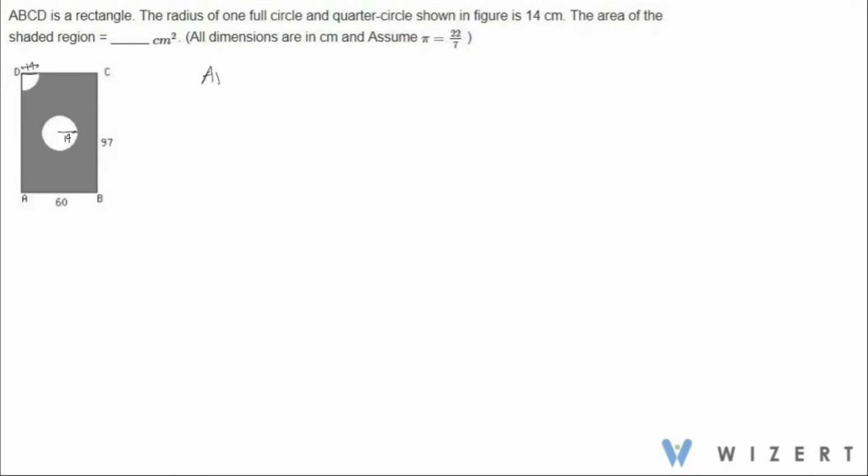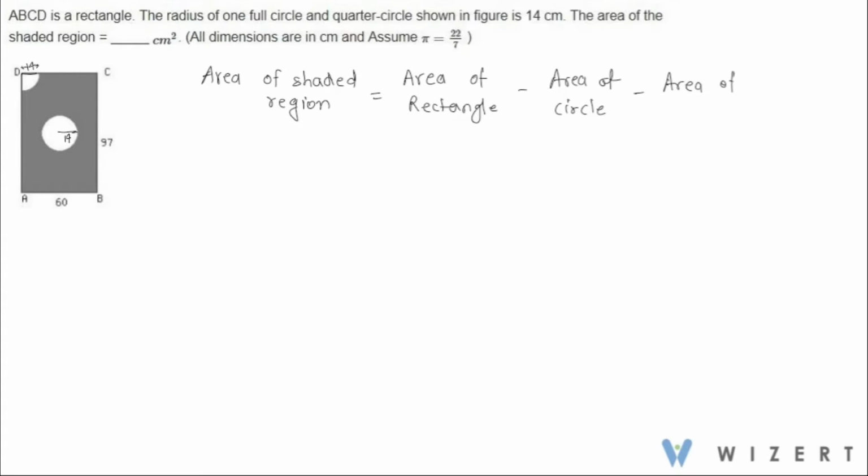So we know area of shaded region equal to area of rectangle minus area of circle minus area of quarter circle.